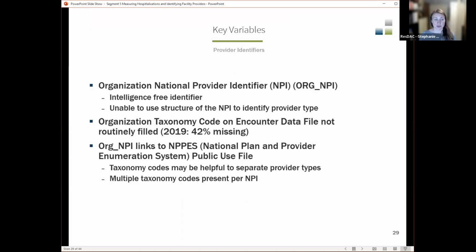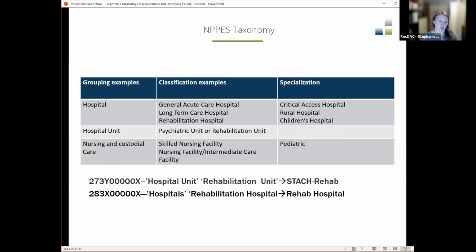Otherwise, if it's missing for you, you can link it to the NPPES, the National Plan and Provider Enumeration System, and it's a public use file, so it is publicly available. And you can use that if you want to separate provider types. Remember, some of the provider type separation that is done for fee-for-service is an artifact of payment. So it's not necessarily that provider is getting paid in the same way as they would have been in fee-for-service from a managed care organization. And you can have multiple taxonomy codes per NPI, although in general, there's one.